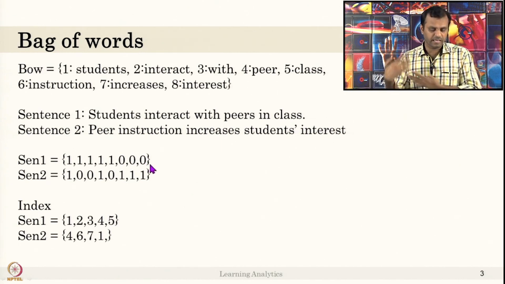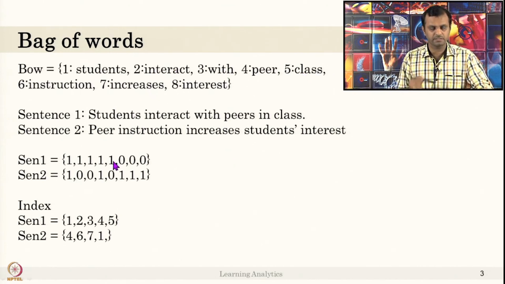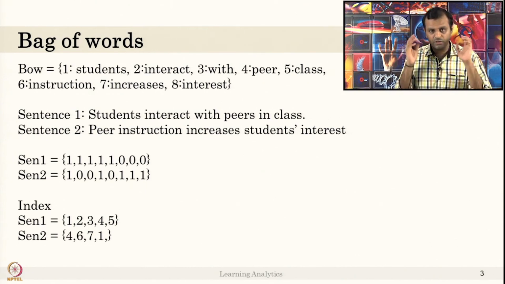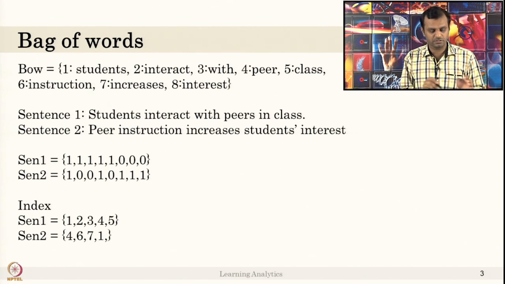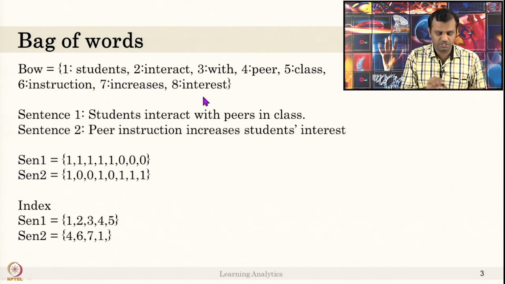So, if someone asks me, can you form the sentence? The sentence is students interact with peer class, that is it. Those are the words this particular sentence has. It is not important about the order, like the student occurred first. I will tell you why later, that is very important. But what are the words from the dictionary that exist in this? Sentence 1 has 5 words from this dictionary. The position of the word is also given: 1 1 1 1 1 0 0 0.